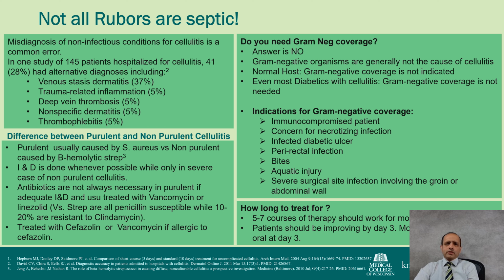We already talked about difference between purulent and non-purulent cellulitis. Purulent cellulitis, presence of pus, typically caused by staph, and then not always you need antibiotics. On the other hand, non-purulent cellulitis, which is typically caused by streptococcus, and most of the time you treat with antibiotics. Remember, most streptococcus are still sensitive to penicillin. And then up to 10 to 20% of these streptococcus are now resistant to clindamycin. So remember that when you are choosing antibiotics.